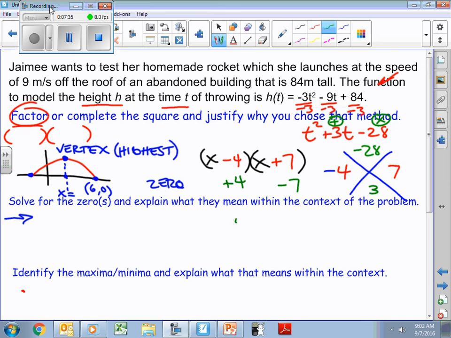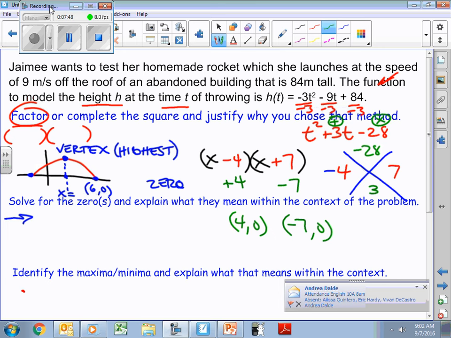How do you write zeros? You always have to write them as an ordered pair, because zeros are x-intercepts. These are the zeros right here. What is the x when it hits the ground, when y is 0? See, at this point, y is 1, 2. This is where y is 0. When y is 0, what's that? When it hits the ground.